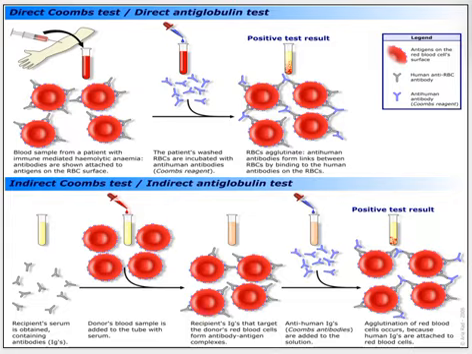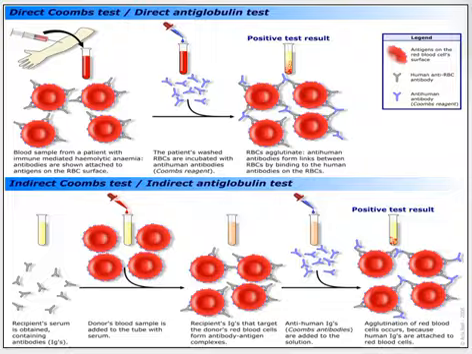The direct Coombs test detects antibodies attached directly to red blood cells, useful for diagnosing immune-mediated hemolytic anemia. The indirect Coombs test detects antibodies in serum that can bind to donor red blood cells, important in blood transfusion compatibility. Both tests rely on agglutination caused by anti-human antibodies linking red blood cells, indicating the presence of antibodies against red cell antigens.